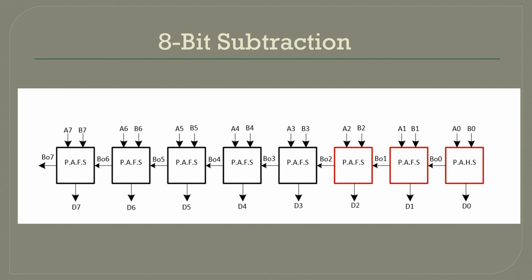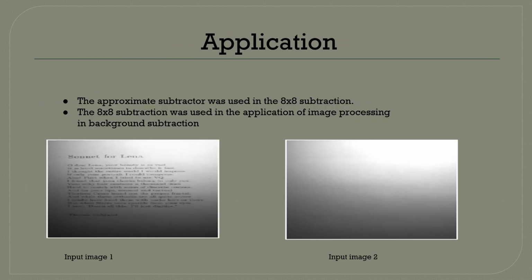This 8-bit subtraction was used in media applications, where we have taken two input images, input image 1 and input image 2, and input image 2 was subtracted from input image 1. These are the outputs we have got, and we can observe that output image 1 was got using accurate subtraction, and output image 2 was got using approximate subtraction. We can see that both were similar. By this we can say that our approximation was proper.